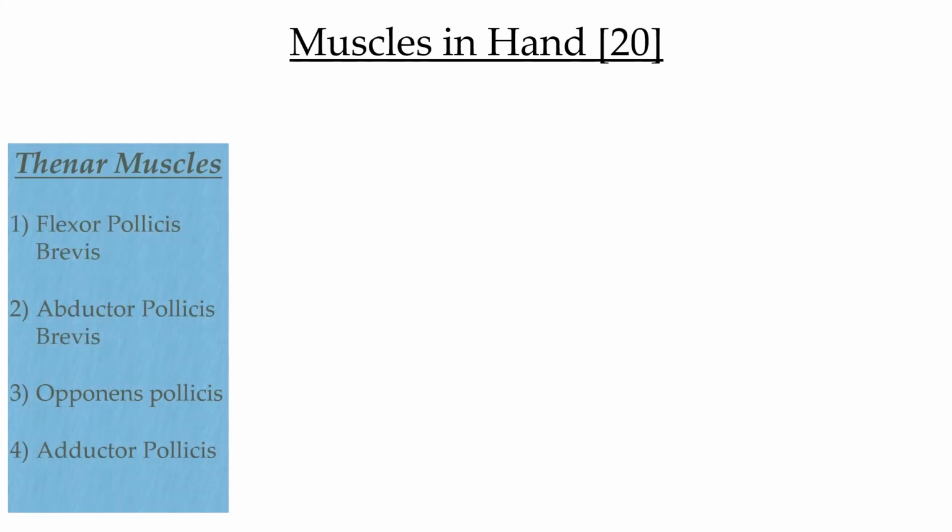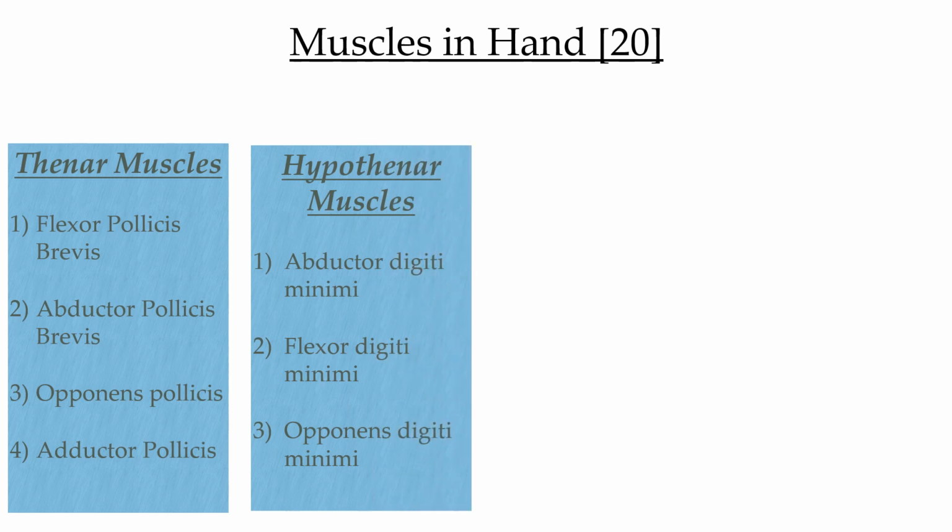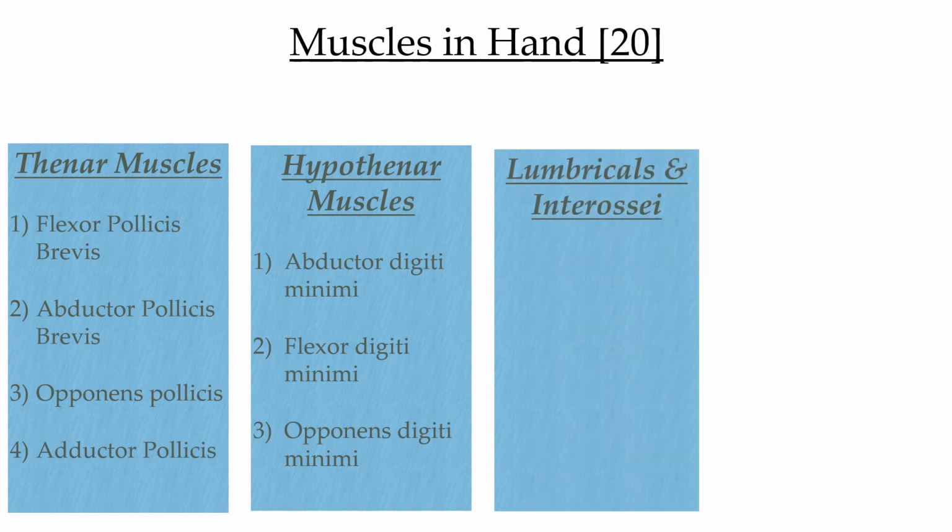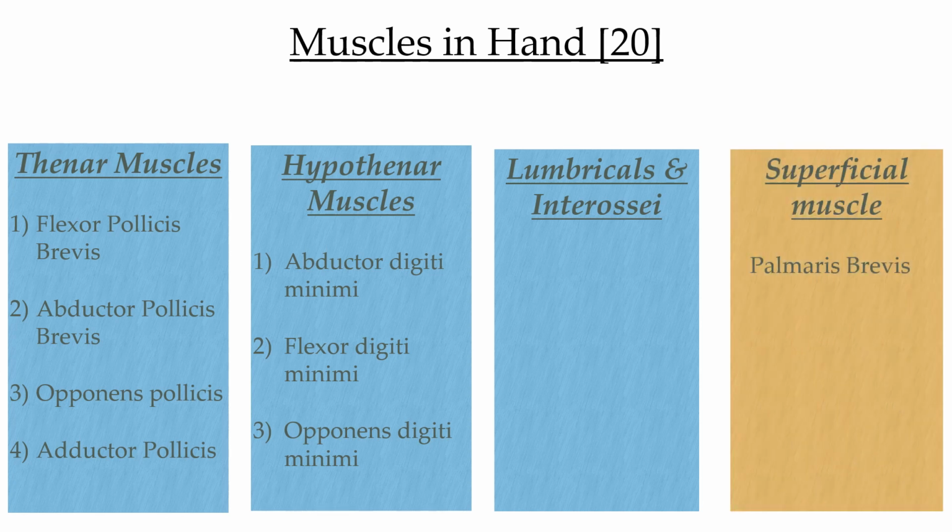So, the first group is thenar muscle. Thenar muscles are four in number. They are flexor pollicis brevis, abductor pollicis brevis, opponens pollicis, and adductor pollicis. The second group is hypothenar muscle, which includes three muscles. They are abductor digiti minimi, flexor digiti minimi, and opponens digiti minimi. The third group is lumbrical and interossei. We have four lumbricals, four palmar interossei, and four dorsal interossei. And the fourth group is the superficial muscle, which includes only one muscle, which is palmaris brevis muscle.